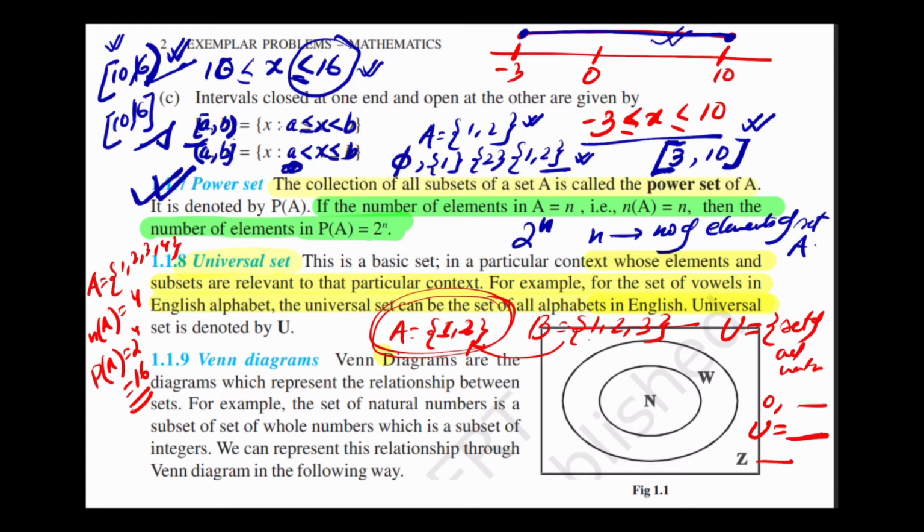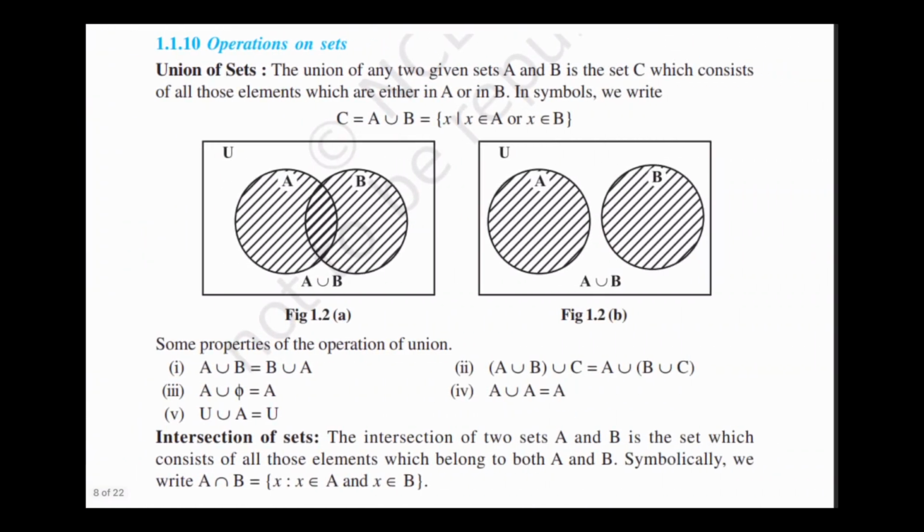Now, a Venn diagram is nothing but a pictorial, graphical, or diagrammatic representation of sets. So we represent the universal set with a big rectangular box and the other sets with small circles. Clear? So let's see.